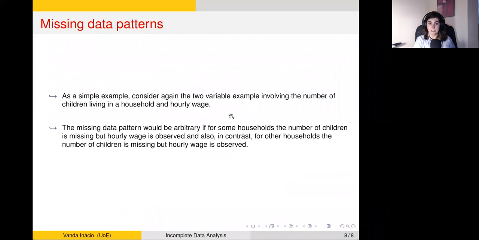And as an example of a general pattern, keeping with the example that we had before, suppose now that for some households we have a record of the number of children living in that household, but we do not have information about the hourly wage. And in contrast, for some other households, we have information about the hourly wage, but we have not recorded the number of children that live in this household. And this would lead to a general pattern, as we have missing values for both variables and for several subjects.